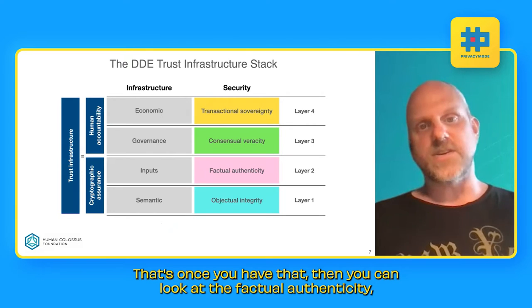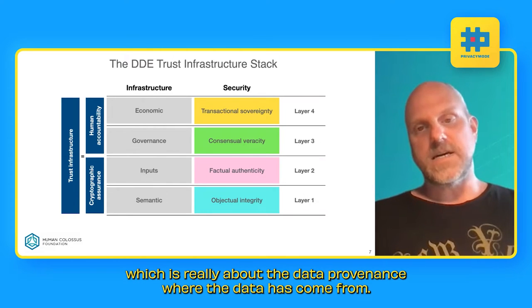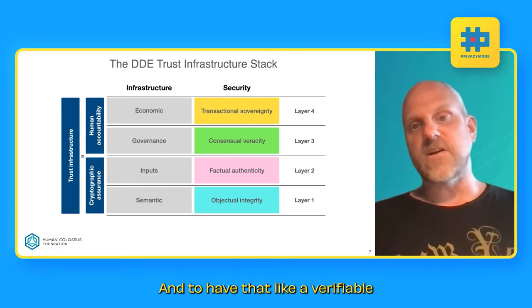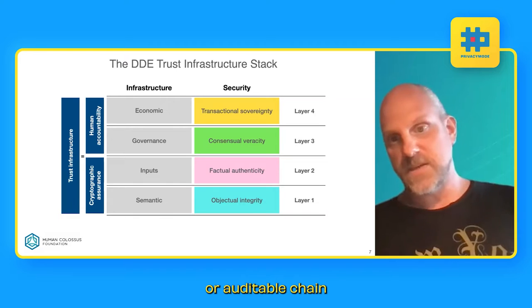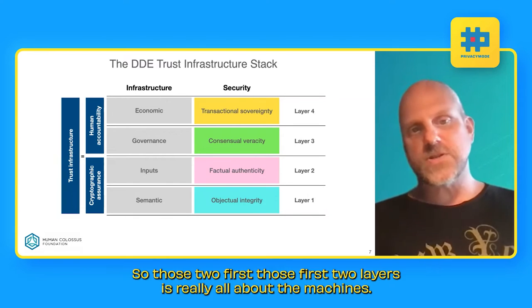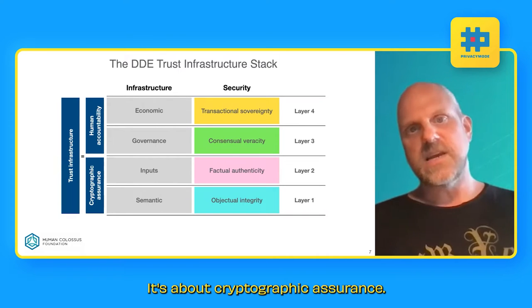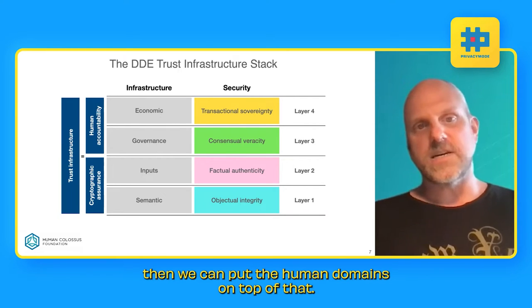Once you have that, then you can look at the factual authenticity, which is really about the data provenance, where the data's come from, and to have a verifiable or auditable chain of provenance as the inputs domain. So those first two layers are really all about the machines. It's about cryptographic assurance. And once we have that digital network in place, then we can put the human domains on top of that.